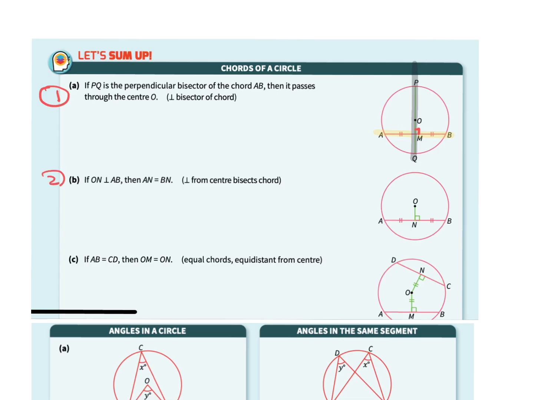Okay, second one, perpendicular from center. If you have a line from the center that is perpendicular to the chord, it will basically cut it into half. That's what it's saying. Third one, if you have 2 chords of equal length, they are equal distance away from the center. So this is equal chords equidistant from center. These 3 are the chord properties.